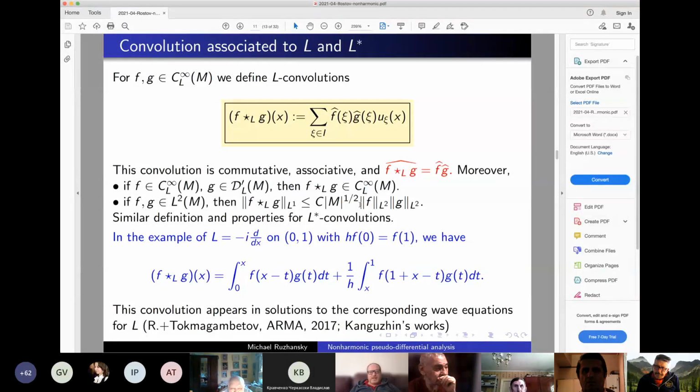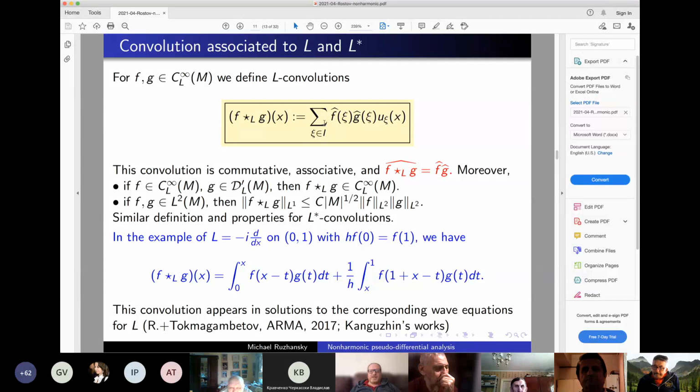But everything that I said so far makes sense even if M is unbounded. And this convolution can be calculated. So for this example, L, when we have H in the boundary conditions, this is the formula for the convolution. Kanguzhin in Kazakhstan worked with this convolution before, but he was kind of guessing it. Now this is a general theory from which we calculate. So from this formula of convolution, we just calculate this using this formula, rewriting it as an integral.